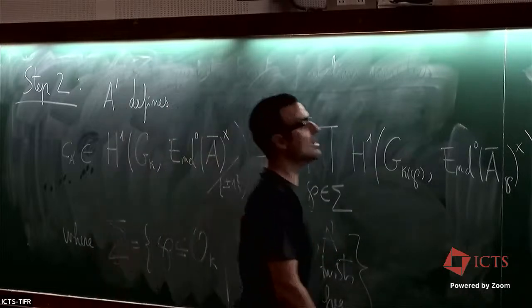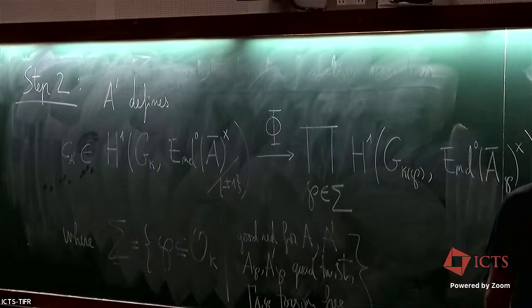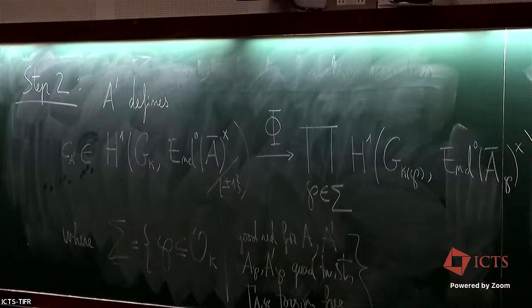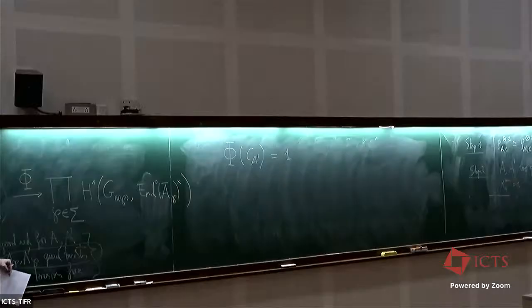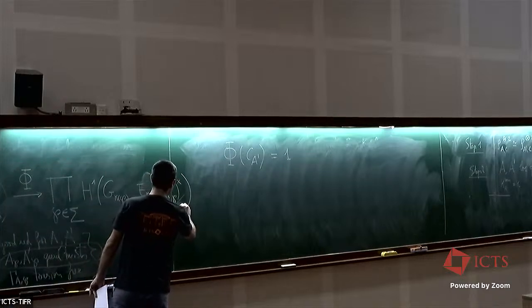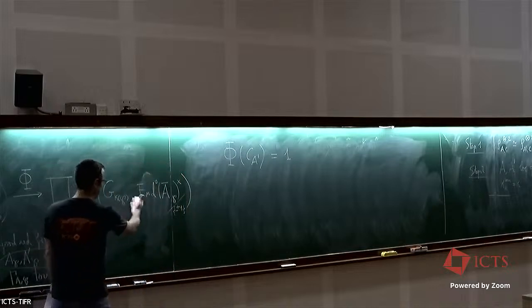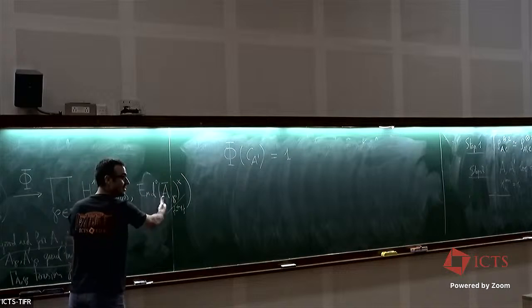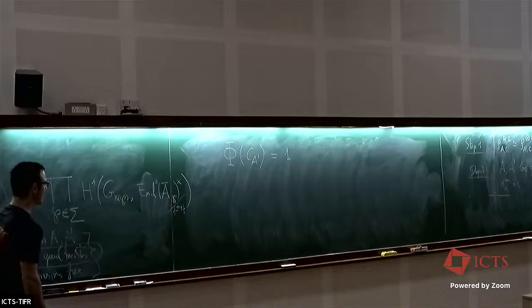If I look at the image by this map of this cohomology class, well, this has to be trivial. And that's because I'm assuming that for every prime in sigma, sorry, I need to mod by ±1 here. So that the image is trivial just means that the reductions are quadratic twists at that prime.